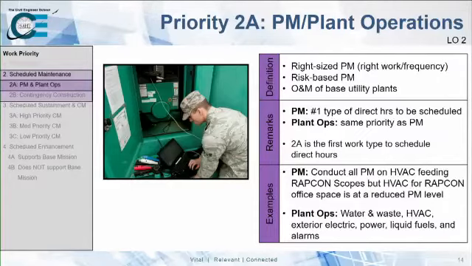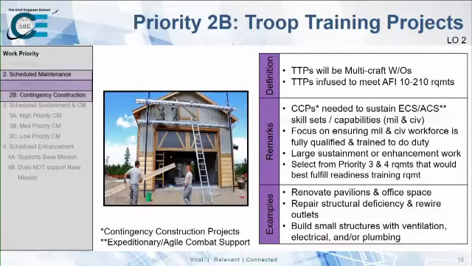So some examples of preventive maintenance, doing assessments on HVAC. Power production does preventive maintenance on generators. They typically have a really good preventive maintenance program. And the like. One thing we'll jump into that later. I'm getting ahead of myself. All right, so that's priority 2. Priority 2B, troop training projects. Does anyone know why this is priority 2?